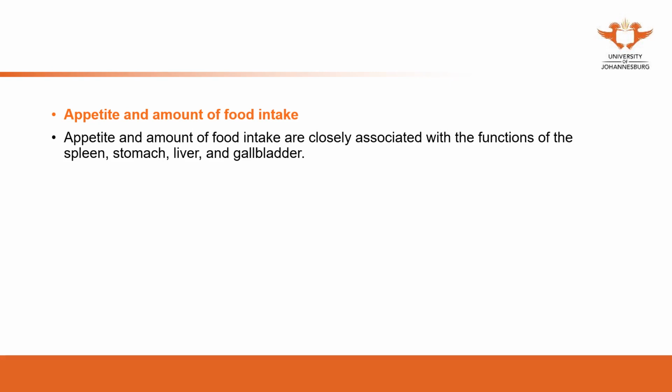Appetite and amount of food intake. These are related to the spleen, stomach, liver, and gallbladder. So these are mostly the middle jiao. That's also where our acquired qi comes from. So that's also why we ask about the appetite in our consultation. We always ask about the appetite, because we want to see the function of the spleen and stomach.